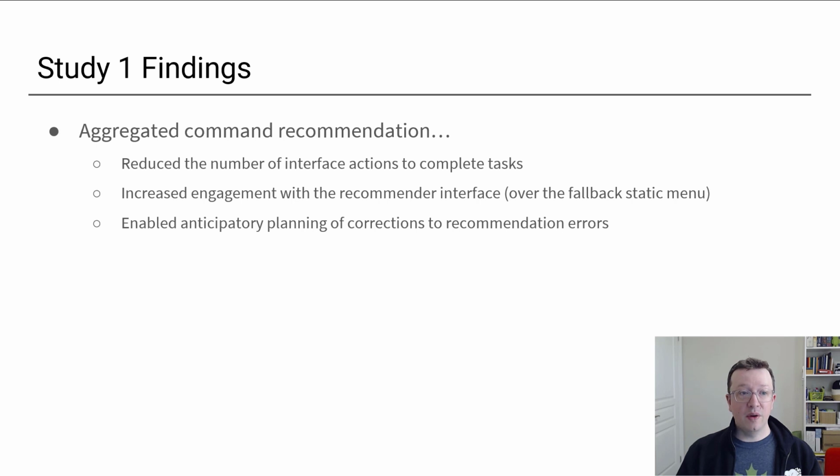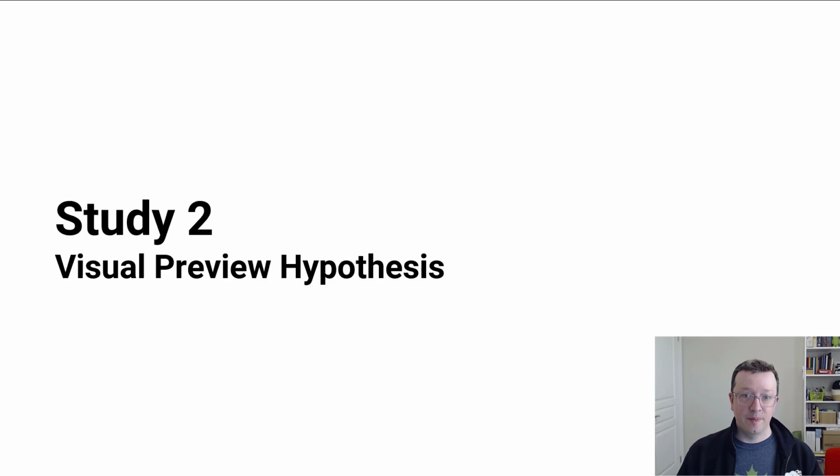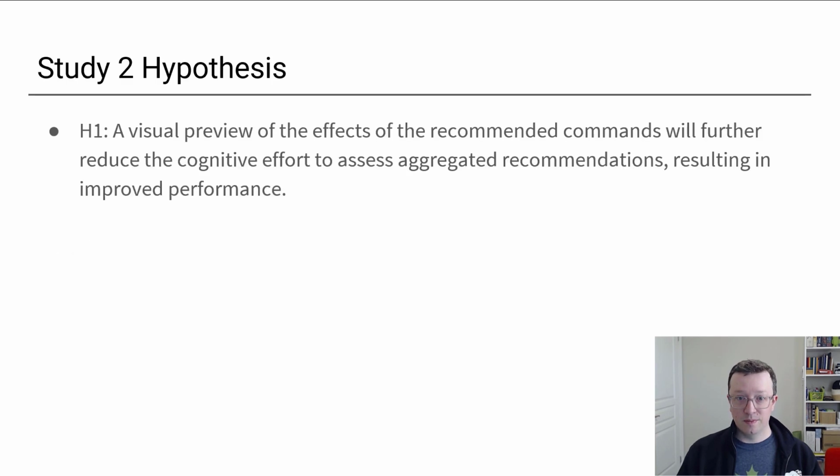So in summary, we found that aggregated command recommendation reduced the number of interface actions to complete tasks. It increased engagement with the recommender interface over the fallback static menu, and it enabled anticipatory planning of corrections to recommendation errors. But we didn't see a clear result for performance time. And this got us kind of curious. What if we really leaned into the anticipatory planning advantage by making it even easier to assess sets of recommendations? And so that led us to study 2.